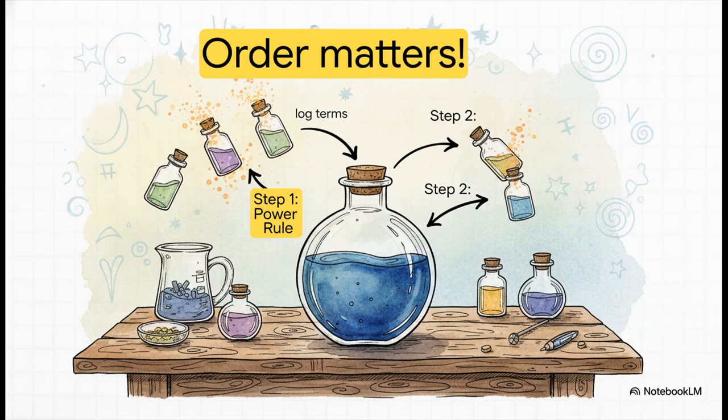And the second major pitfall is all about order. When you are condensing, you absolutely must move those coefficients up to become powers as your very first step. If you try to combine the addition or subtraction first, you're going to group things wrong, and I guarantee you'll get the wrong answer. Power rule first, always.